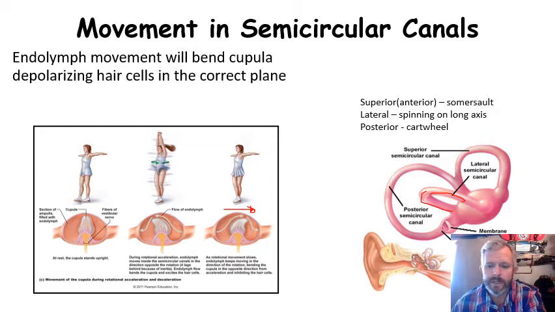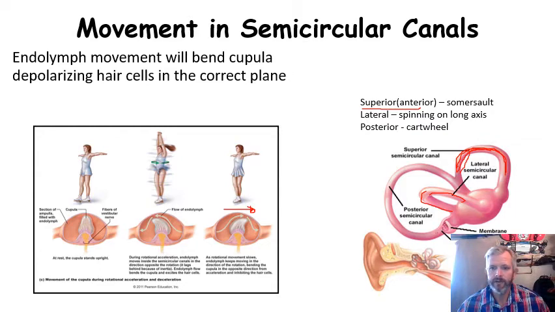Other thing I want to point out here is we have these in 3 different planes. All right, let's look at the superior. Right, here's the superior here. Okay, it's arranged in this direction, so the loop goes this way. So if I was to do a somersault, my head going over like this in this direction, that would move this fluid in here. That would get bending in this superior.